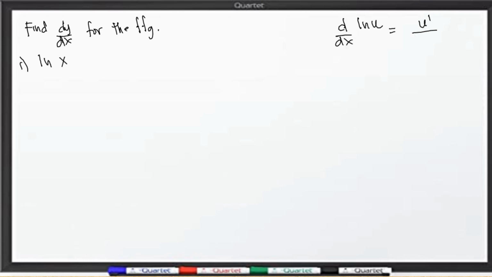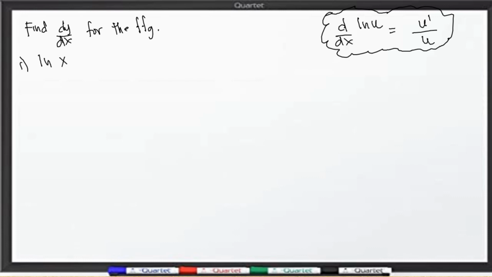The best way to explain this is to have an example. Find dy dx for the following. Okay, number 1, ln of x. Ang formula pong gagamitin natin dito is the derivative of ln of u with respect to x is equal to u prime over u. O yan lang po. Wala po tayong ibang iisipin pa kundi kunin mo yung u prime, divide mo sa u. You just have to identify what is u and then get u prime.